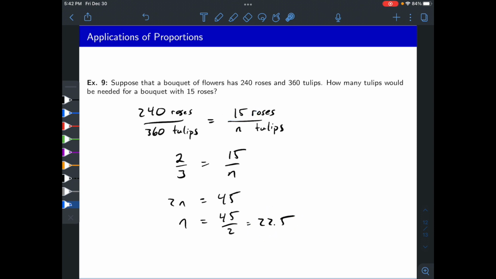So obviously it doesn't make sense to have half a tulip, and so you just round to the nearest number. So probably pick 23 tulips.